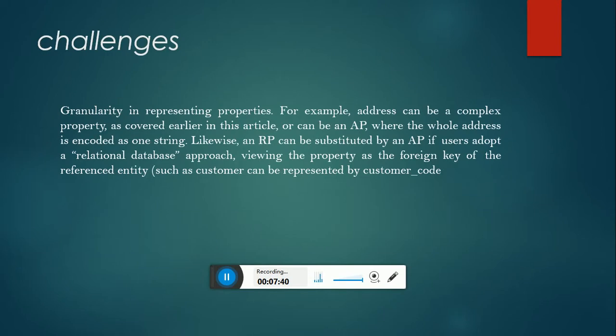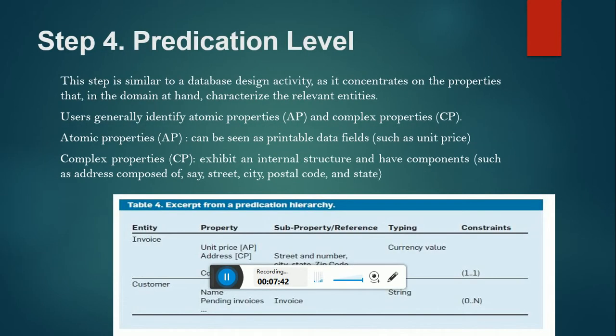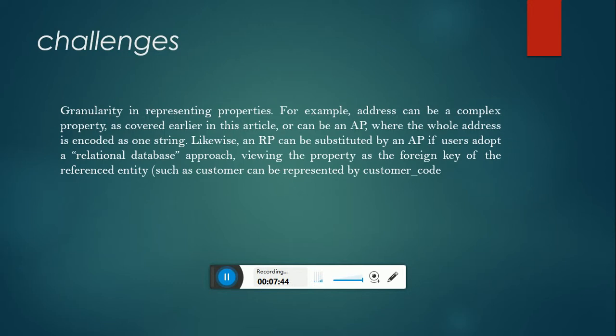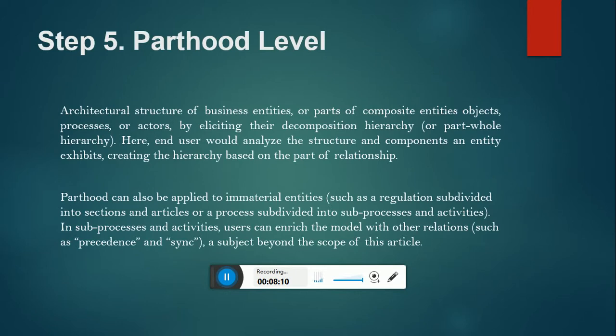So let's talk about the challenges in the predication level. The challenge is, for example, when we talk about an address, which can be a complex property as covered earlier in this article, or can be an atomic property where the whole address is encoded as one string. Likewise, an RP can be substituted by an AP, that is an atomic property, if the user adopts a relational database approach. So this is the challenge.